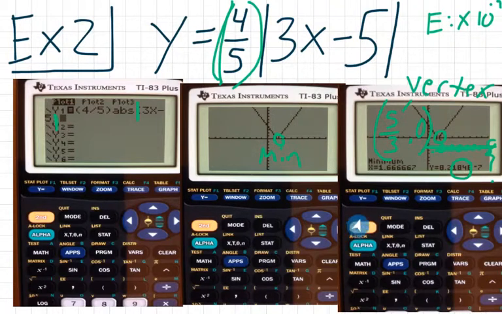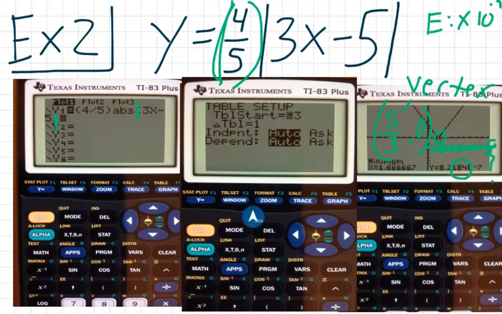You might be asking me, Mr. Randa, I hit table and I don't have the values you have. I don't have like x being -3 or 3. I have x being like 10,000, or I have x being like -4.000001. How do I fix that? Here's what you do. You're going to hit second window, so second table set, and this screen pops up right here. So you hit second table set, you get something like this. Table start, that means what you think it means, where your table starts.